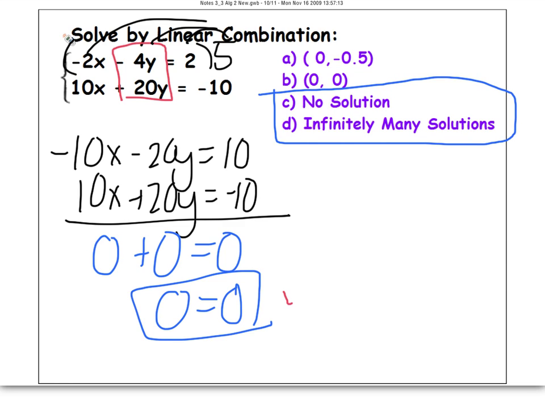Well, does 0 equal 0? Sure, it does. Which means that's a true statement, so the answer here is there are infinitely many solutions. What that means is if I were to graph these two equations, you would see that they actually fall right smack dab on top of each other.